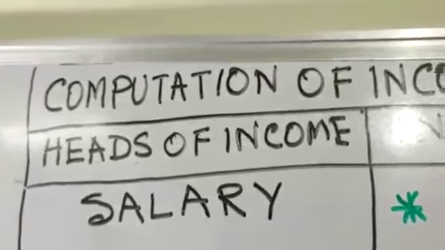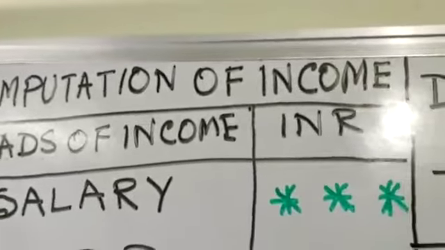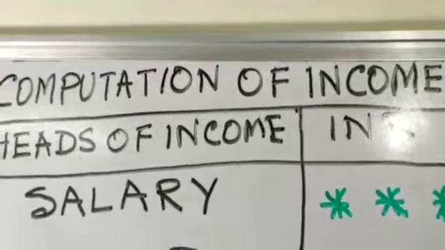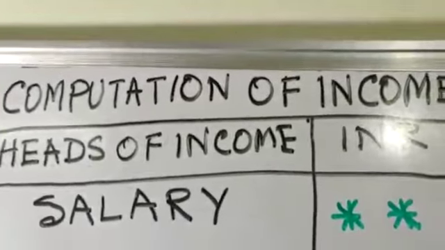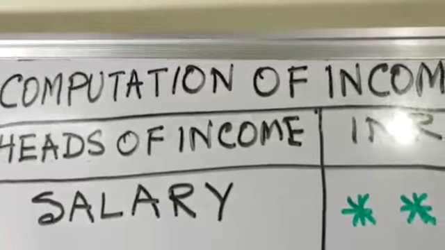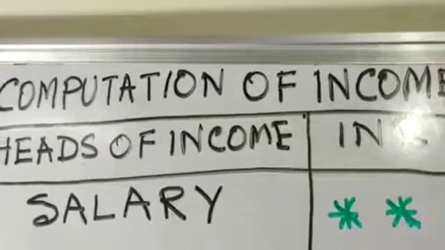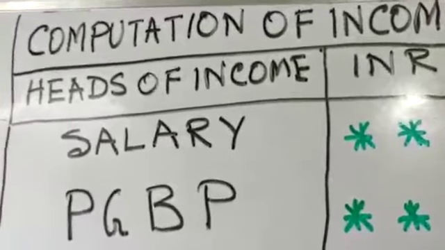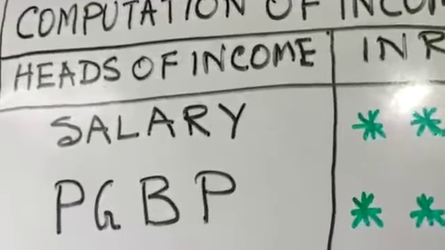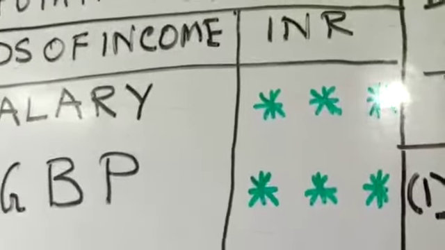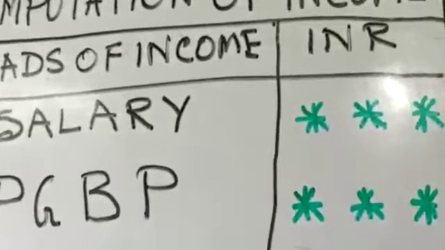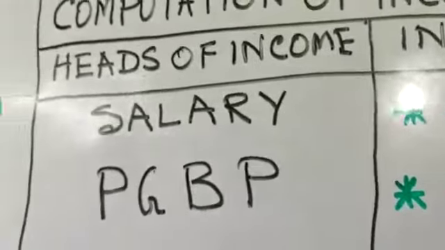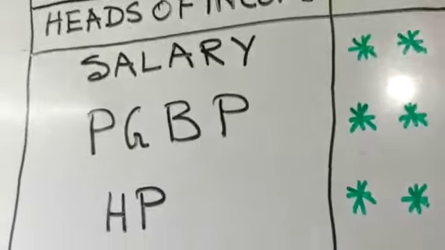First head is salary. So under the salary head, we have to compute the income. Now under the salary head, how will we compute the income? For that purpose, the Income Tax Act has given certain provisions. According to those provisions, we will compute the income under the head salary. Thereafter, the income under the head PGBP, that is my business income. Again, the Income Tax Act provided certain provisions. We have to follow those provisions. Then on the basis of those provisions, we have to compute the business income.